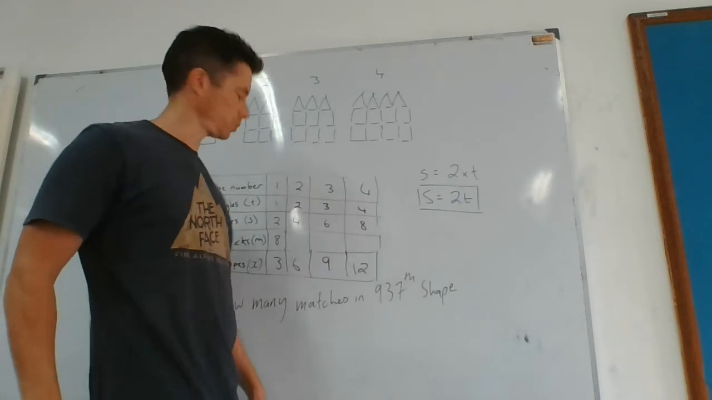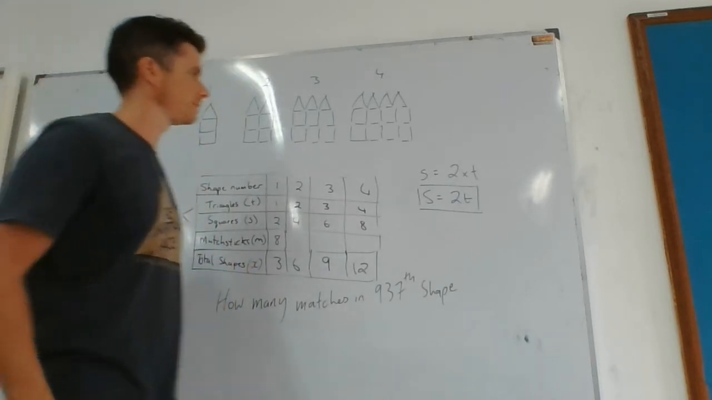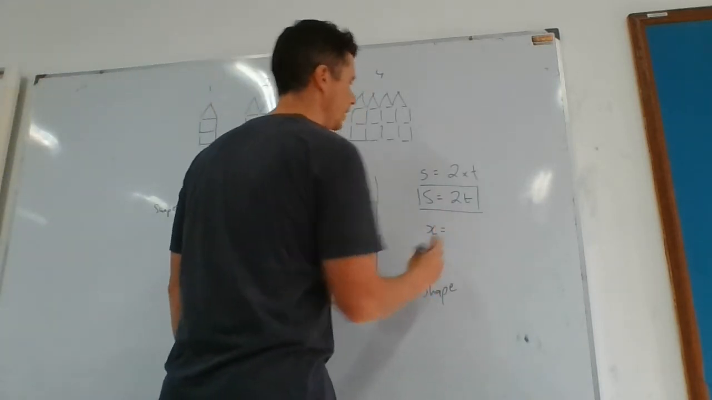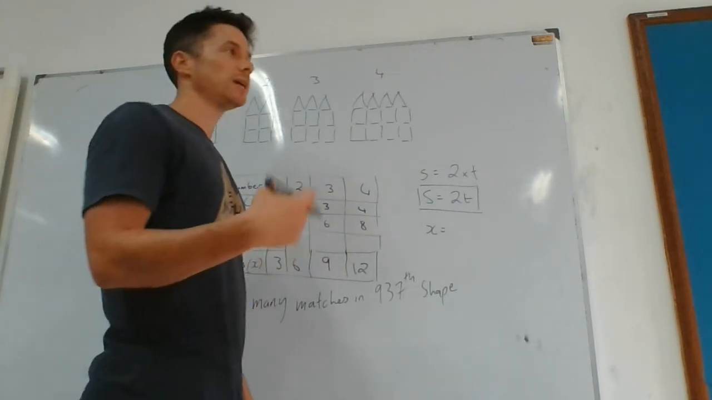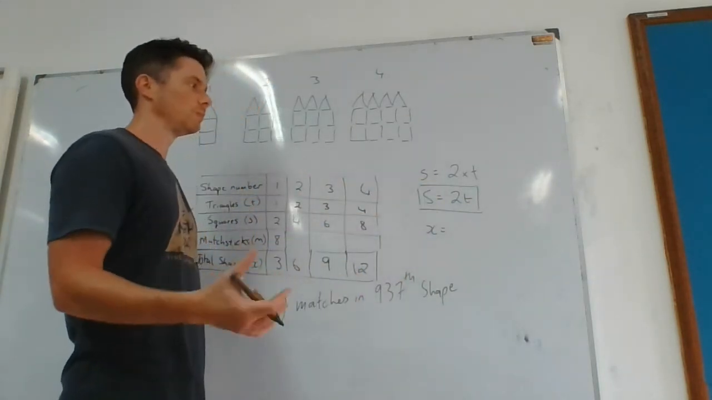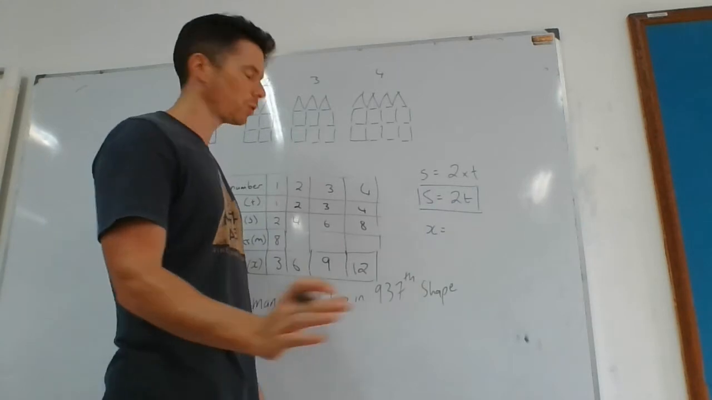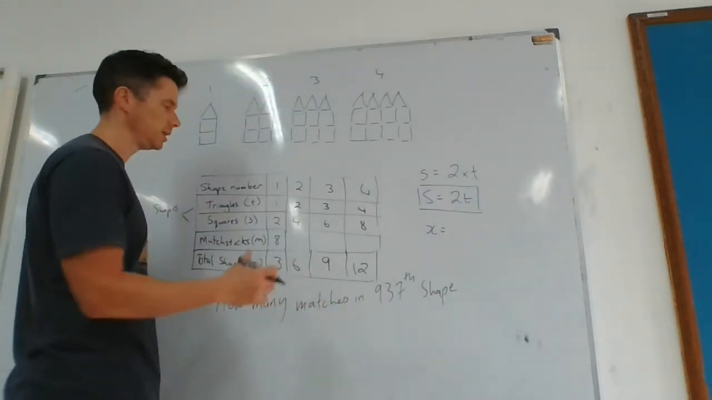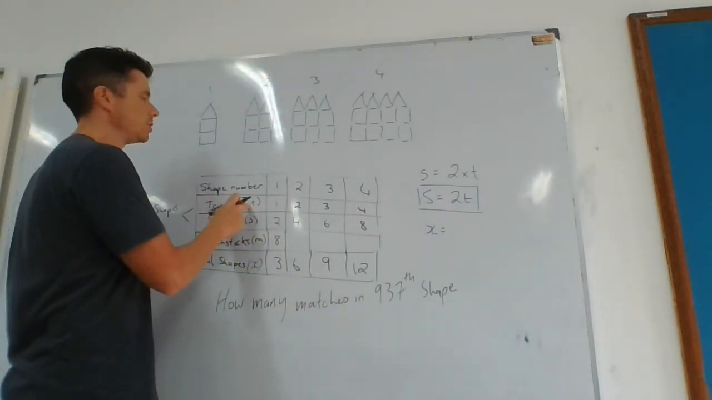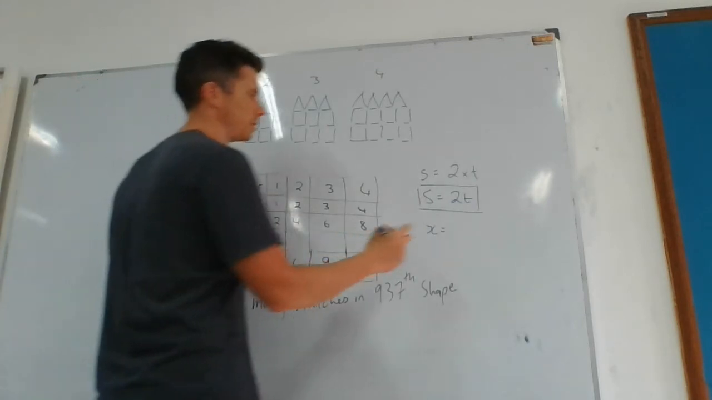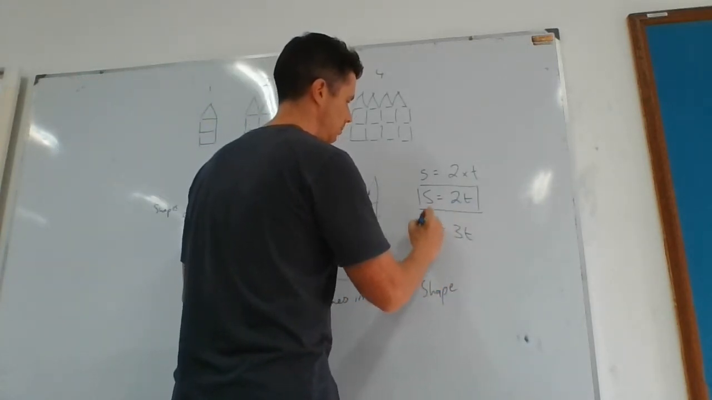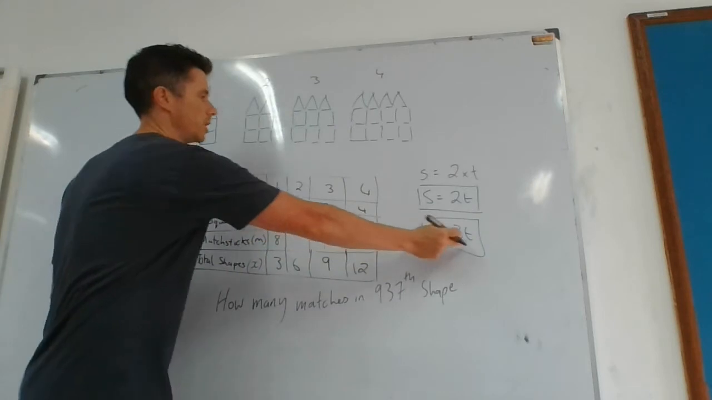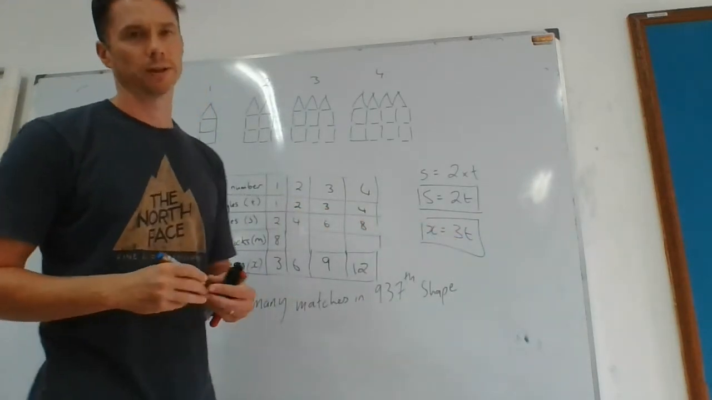Total number of shapes, so I call total number of shapes X. So X related only to T, so saying T plus S would not, triangles plus squares would not work in this case. You can only relate it to T, it only asks for it in terms of T. So in terms of T, we noticed the pattern was 3 times T. That would be a formula relating the total number of shapes to triangles.